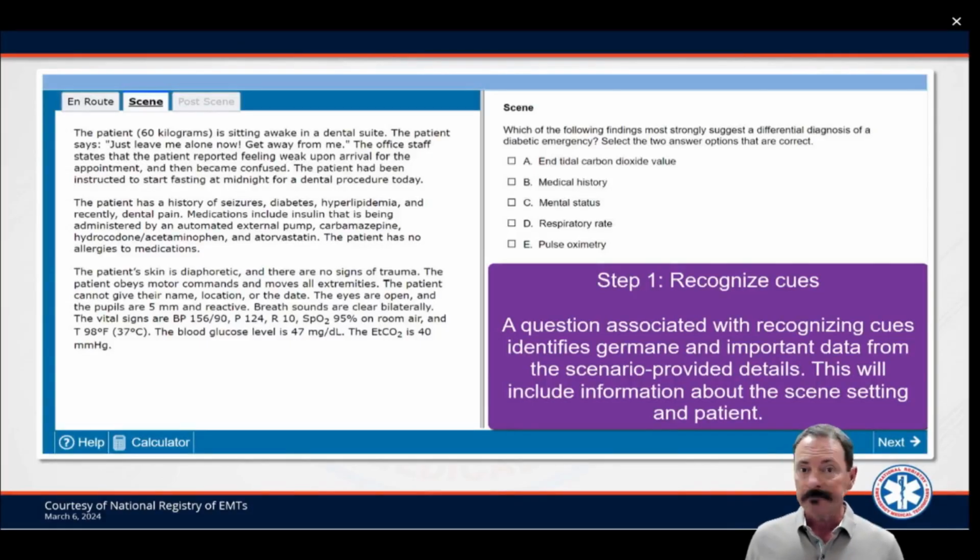Their mental status. That's another one that shows us it could be a diabetic emergency, whether hypo or hyperglycemia. But it shows that the D-stick is low, so we're looking at hypoglycemia, so that one is going to be correct too. And then the respiratory rate or the pulse oximetry? No, those are just tools that we use to diagnose our patient. So the two that are the most correct would be the medical history and the mental status.